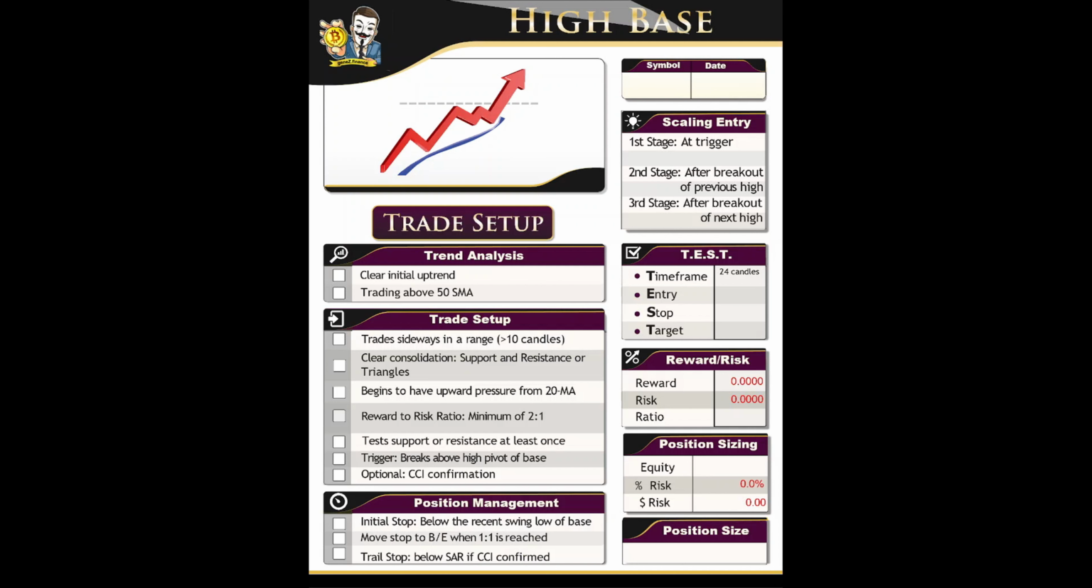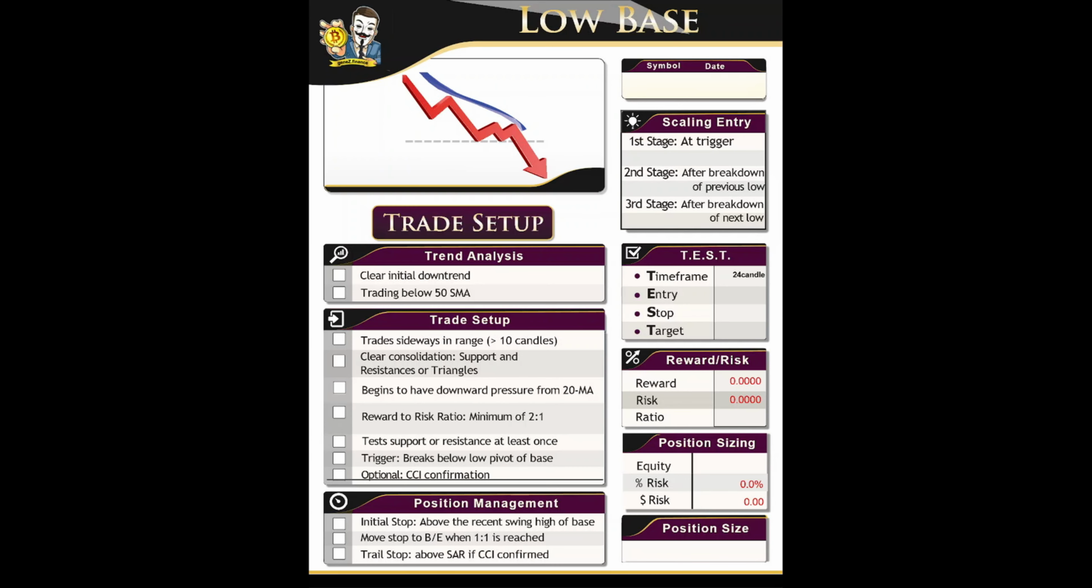For position management, the initial stop loss is placed below the recent swing low of the base. The stop is moved to break-even once a 1-to-1 risk-reward ratio is reached, and we can use a trailing stop below the parabolic SAR if CCI confirmed, for example. It means that if the CCI is above 100, this provides further confirmation that the price is gaining strength, and we can add a trail stop. We have the same setup for the low-base strategy.